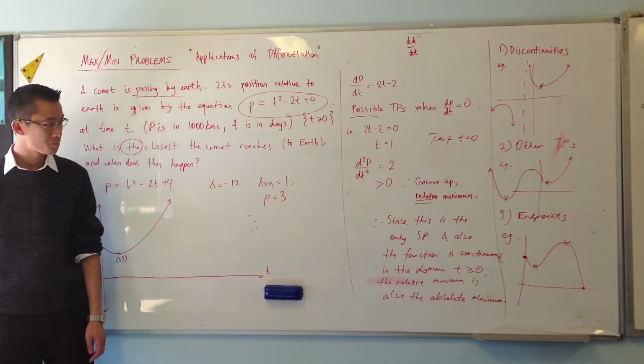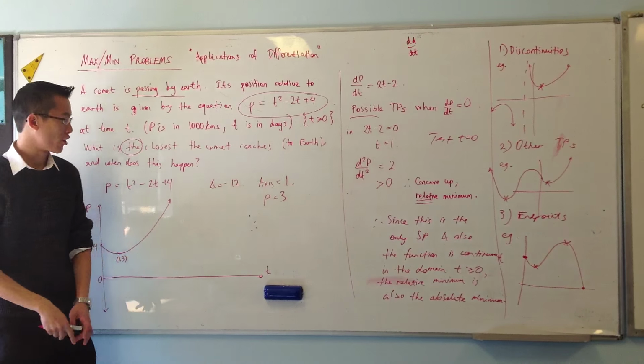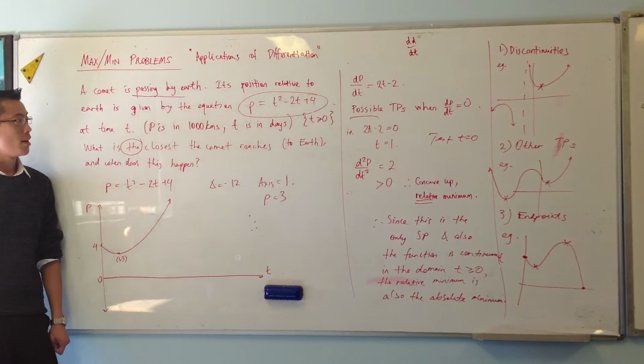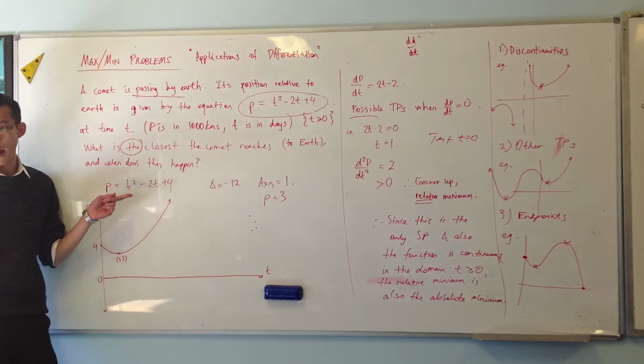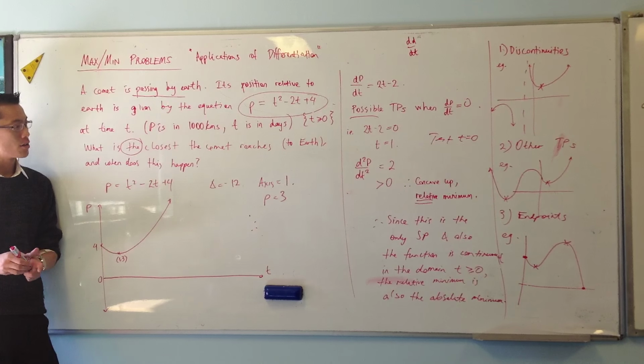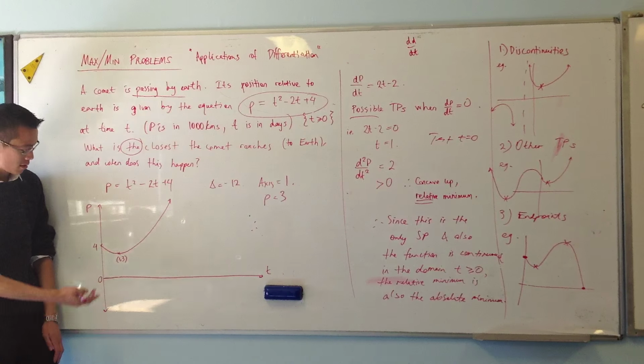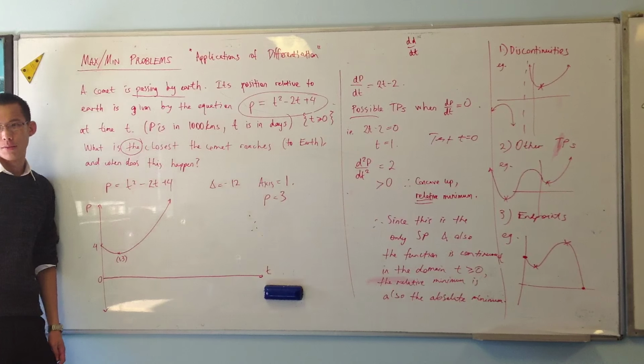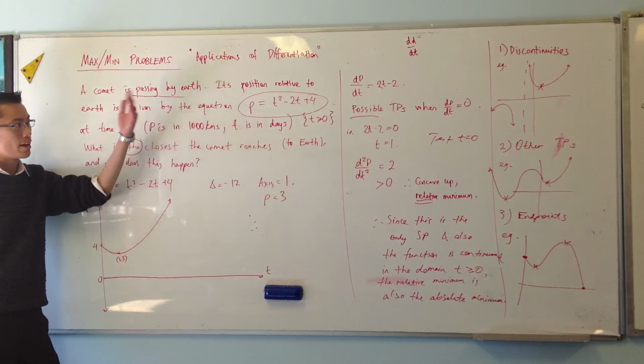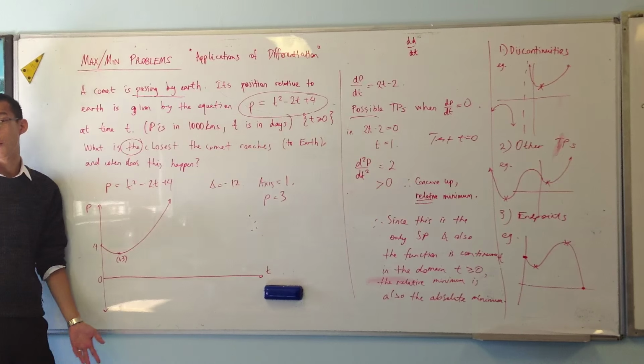Full stop. After that, I can then conclude, and I can put in a sentence. The question was in the form of a sentence, so my answer ought to also be a sentence. I would say the closest that the comet gets is 3,000 kilometers, and that occurs after one day of observation, something like that.